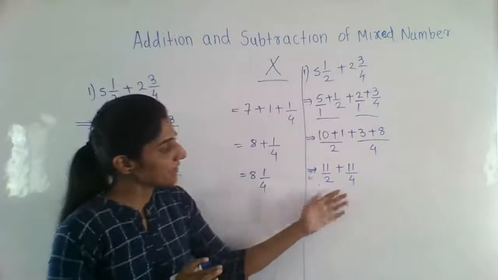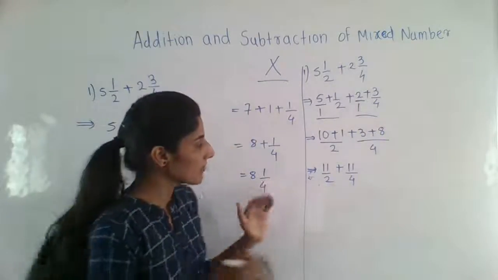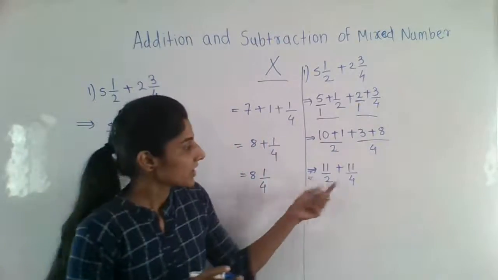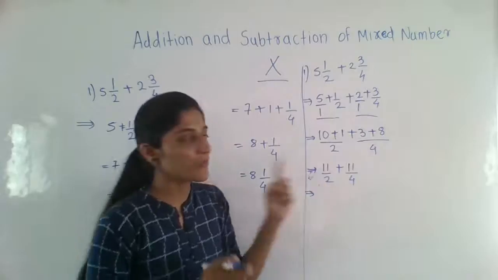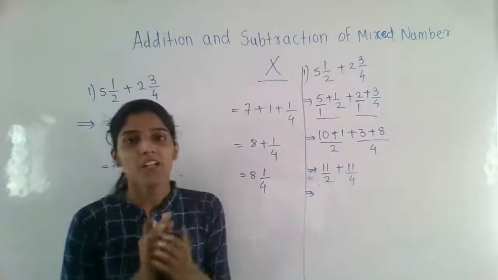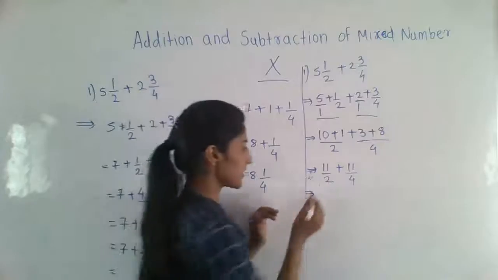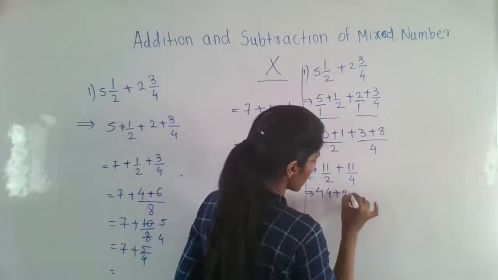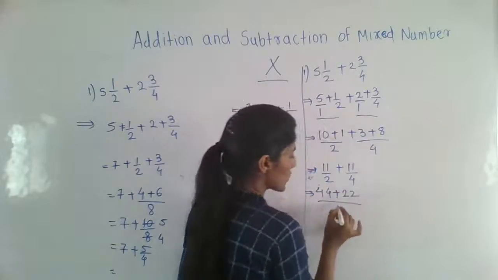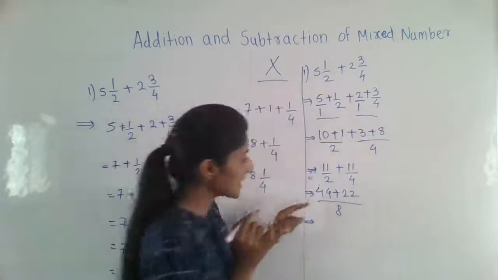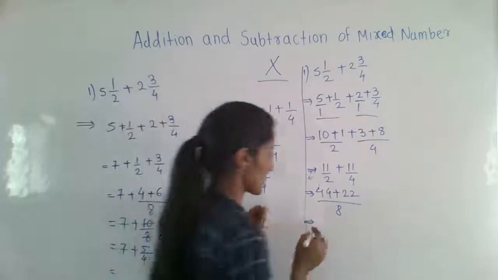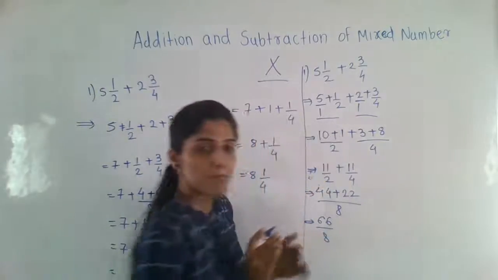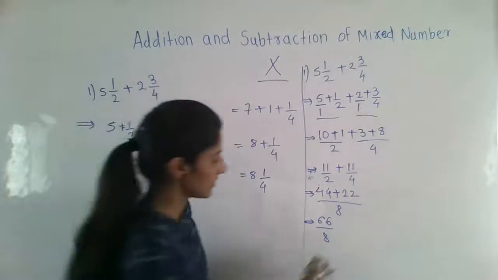Okay. Now here again we have to add these numbers. How will we add? Again cross multiplication. Take the cross multiplication of numerator and denominator and multiply the denominators and write in the denominator position. 11 into 4, that is 44, plus 11 into 2, that is 22, by 4 into 2 is 8. Now you can see here 44 plus 22, that is 66 by 8. Okay. 66 by 8.